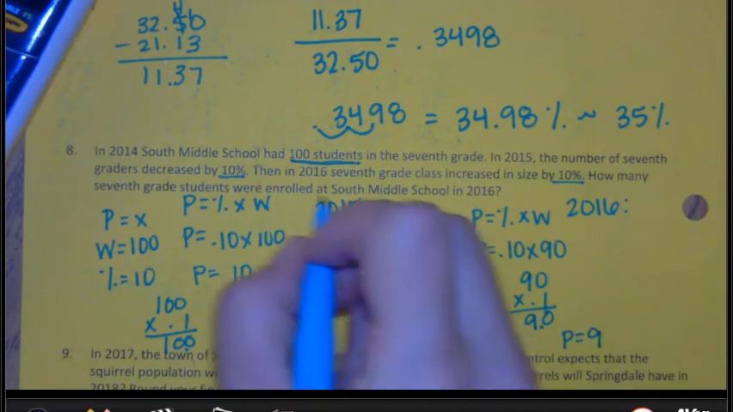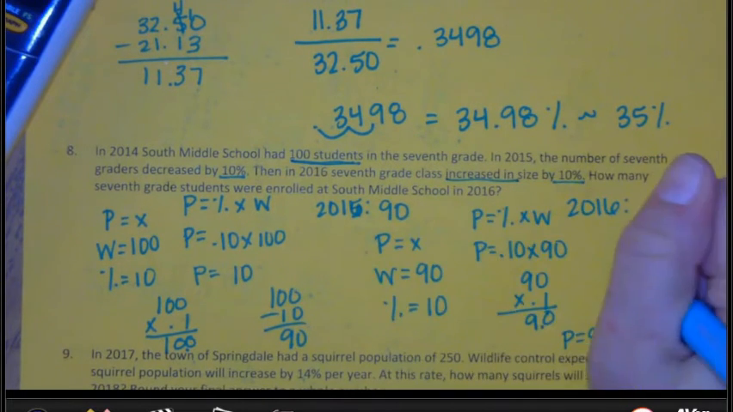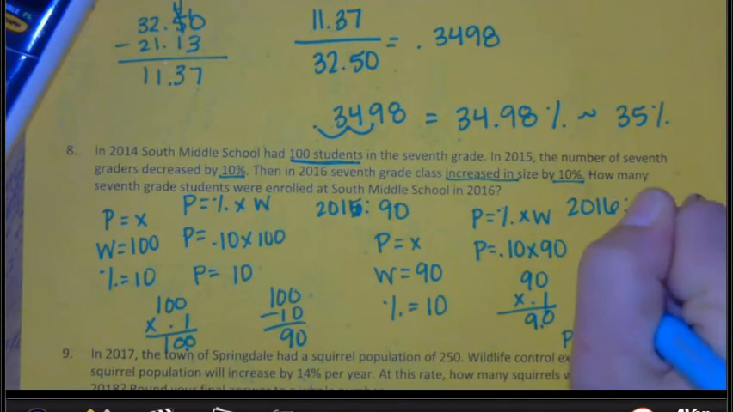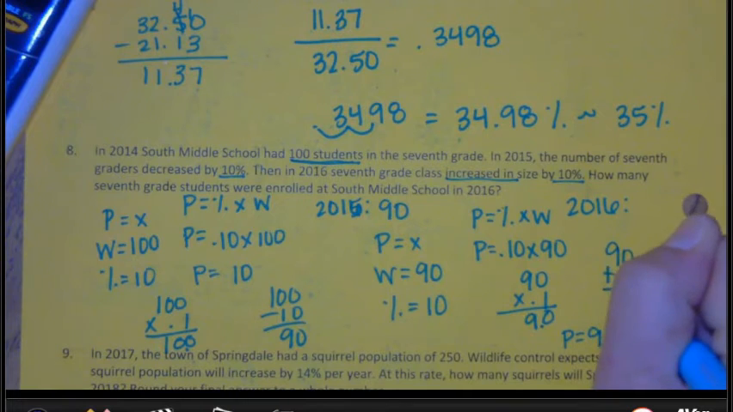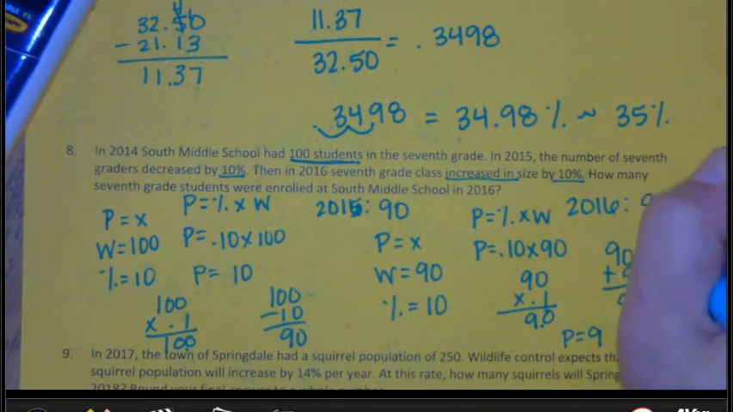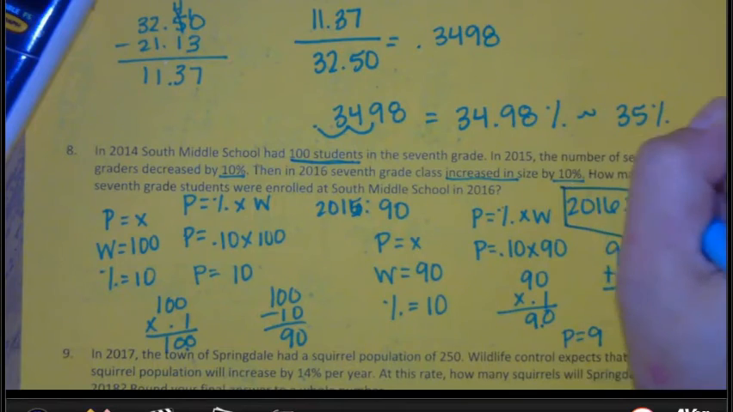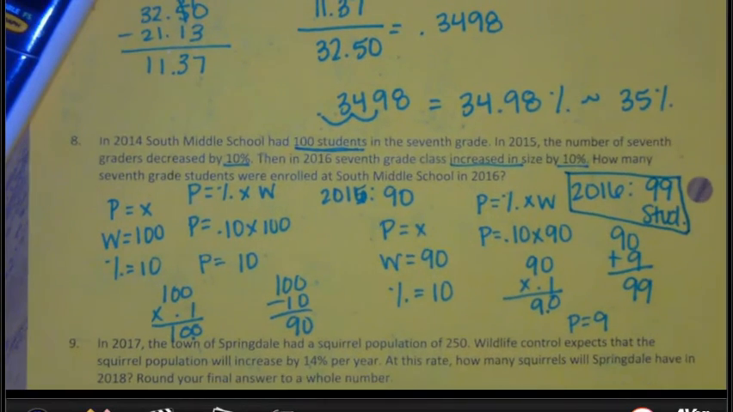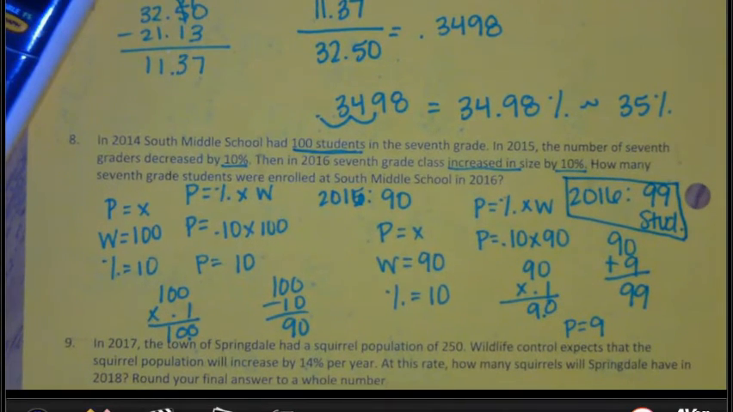Increasing by 9 students. So 9 plus 9 is equal to 99. So in 2016, there were 99 students.